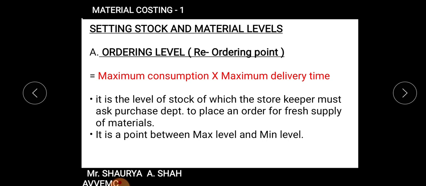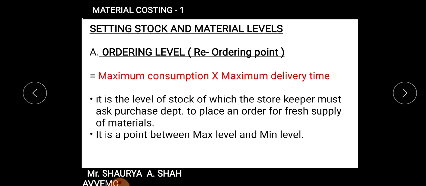The very first among that is your ordering level, or we can say reordering point. The example which I gave you, that minimum level which I require is 10 units. So if my units goes below 10 units, then my production process is affected. So what I need to do quickly, students, is to ask the store manager, that is the person who is keeping the accounts of material, to purchase the new material from the market. So what is ordering level or reordering point? It is the point or level of stock at which the storekeeper must ask the purchase department to place an order for fresh supply of materials. It is the point where you need to reorder.